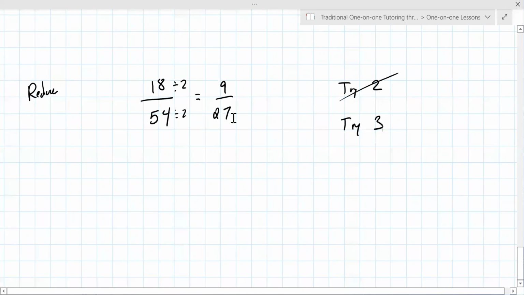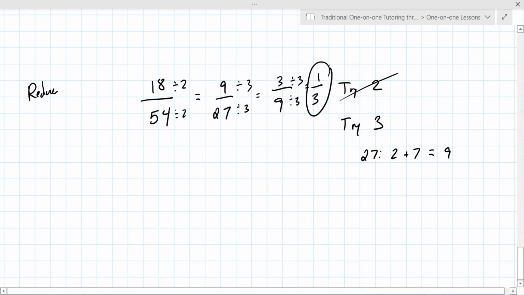Is 27 divisible by 3? Well, if you're not sure, you take 27 and add up the digits. 2 plus 7, that's 9. So you would divide them both by 3. Even if you already know the answer, this is the thought process, because then it works for other problems. It worked once, so let me try it again, and it ends up reducing to 1/3.